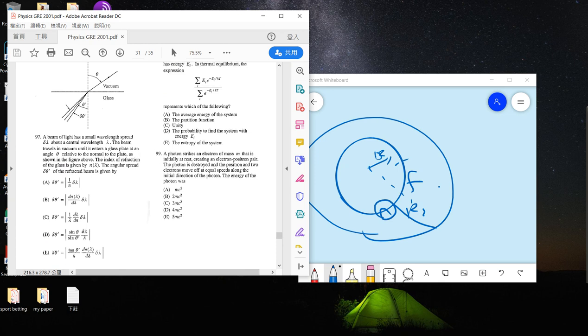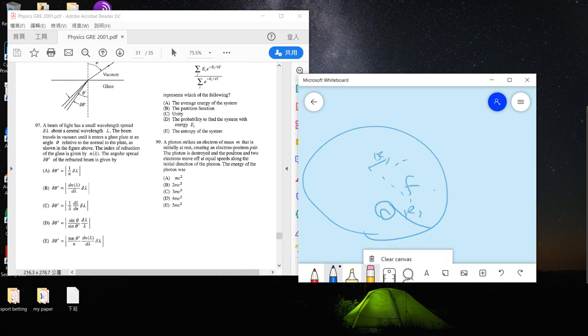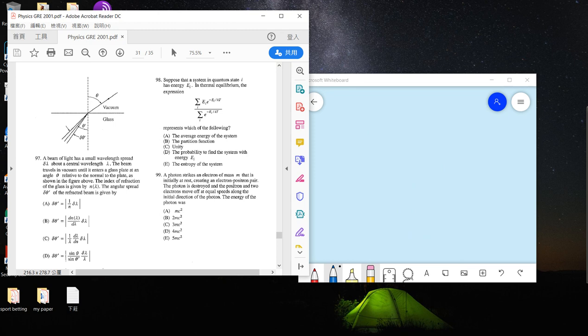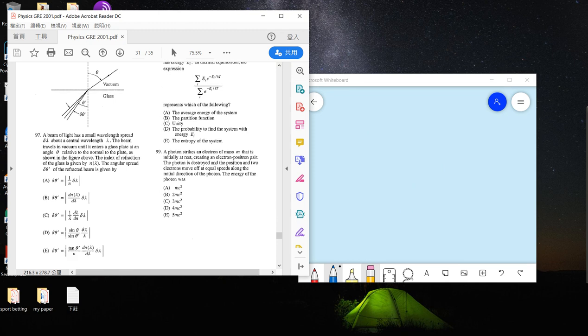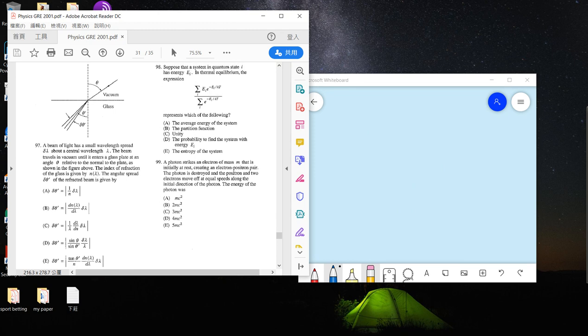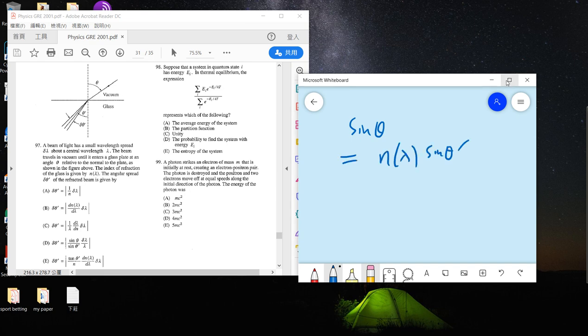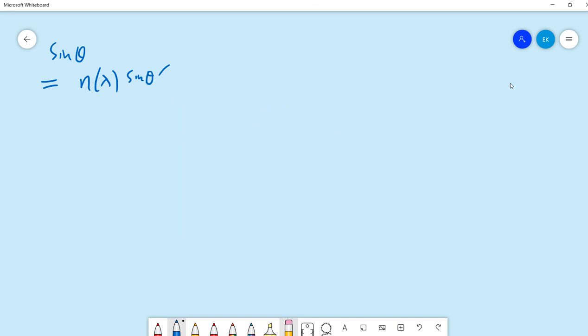Okay, so 97. You have this theta and the theta prime, and they ask you about if n is a function of lambda. So basically this is just a change of Snell's law. From the vacuum you have sin theta equals n of lambda sin theta prime. This is Snell's law, and all you need to do is differentiate with respect to lambda, so you get 0.